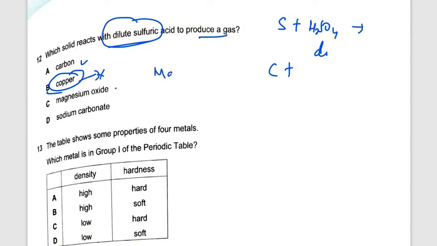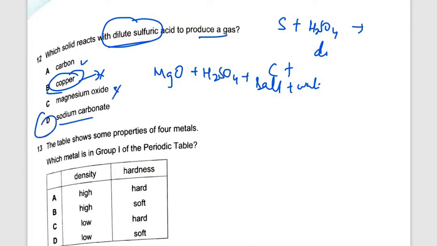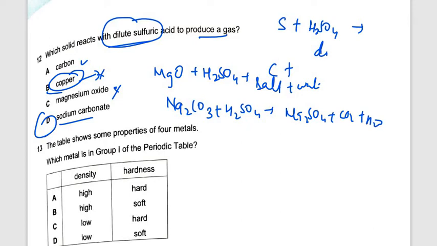Now MgO, what oxide is it? It is a basic oxide, which is a metal oxide. When you put sulfuric acid, it will give you salt and water. So where is the gas? Not produced. Option number D is the only correct one, where you give sodium carbonate. What is the formula of sodium carbonate? Na2CO3 plus H2SO4 will give you sodium sulfate plus CO2 plus H2O. So here the CO2 is produced. Option number D is the correct answer.